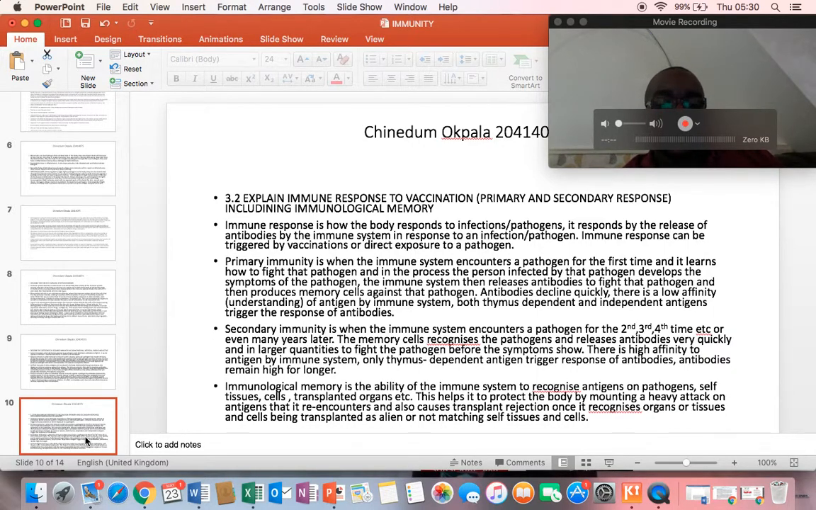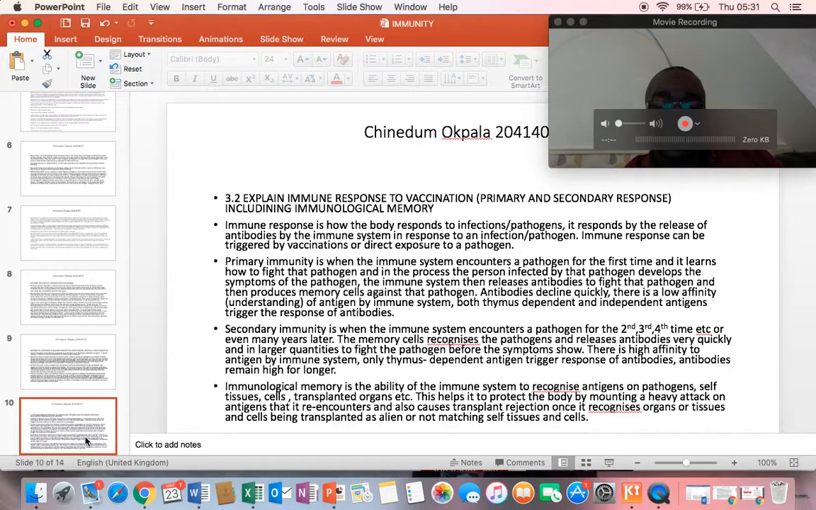Secondary immunity is when the immune system encounters a pathogen for the second, third, or fourth time, or even many years later. The memory cells recognize the pathogen and release antibodies very quickly and in larger quantities to fight the pathogen before the symptoms show. There is a high affinity to antigen by the immune system. Only thymus dependent antigens trigger the response of antibodies. Antibodies remain high for longer.